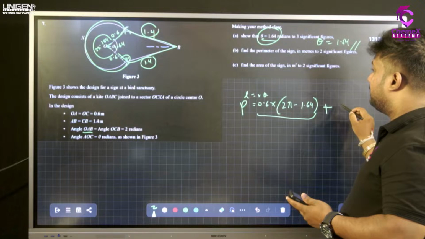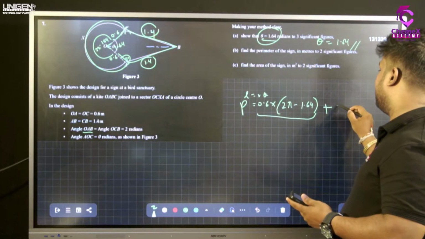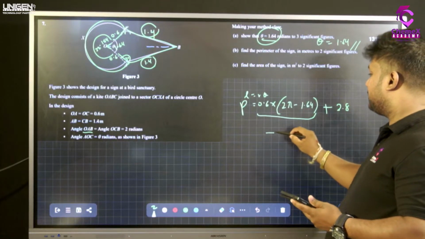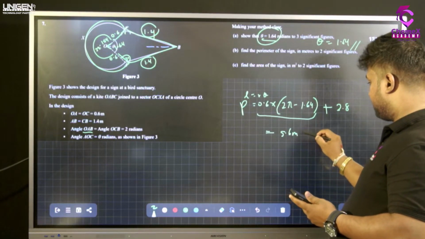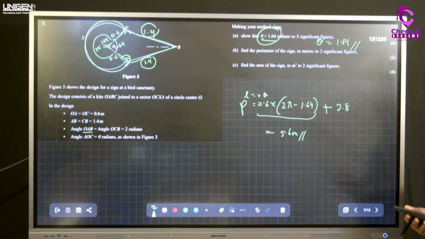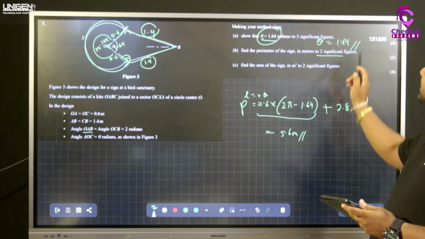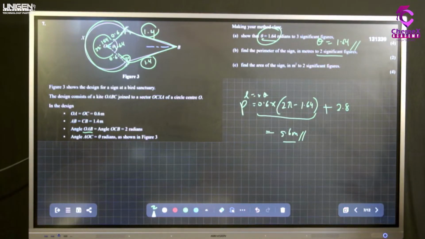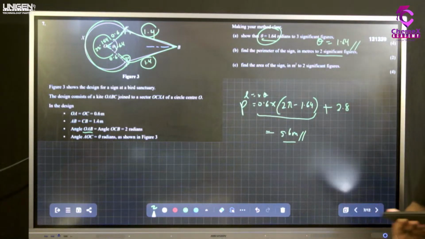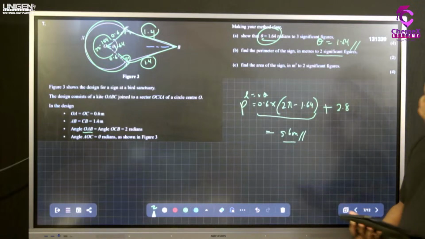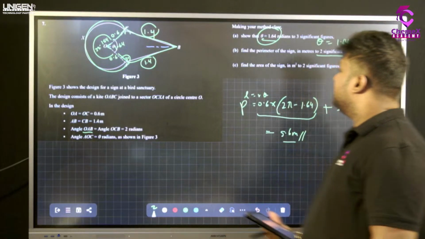1.4 into 2, that is 2.8. So what's the final answer? 5.6, 5.59. So rounded to 2 significant figures, that is 1 mark for rounding. Okay, that's it with the B part then. Anyone has questions with B? These questions repeat in the same style.